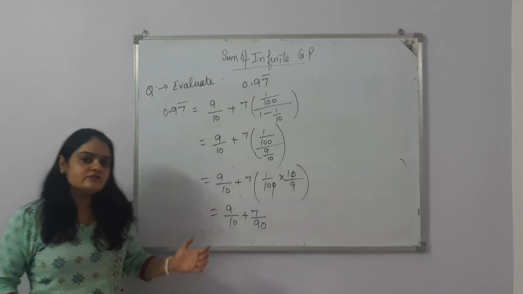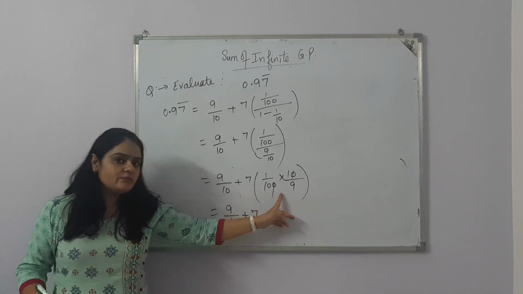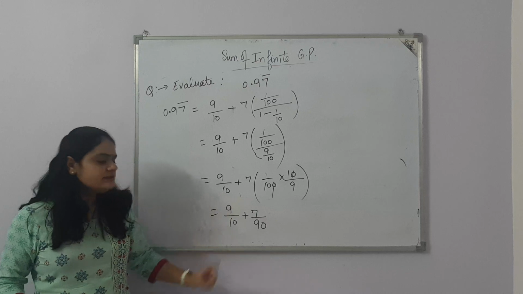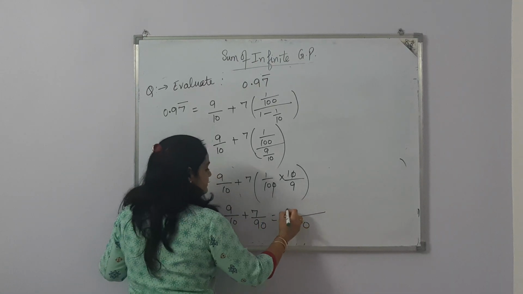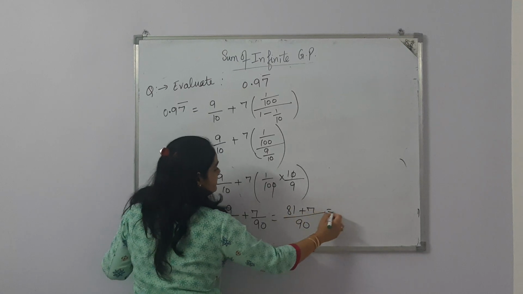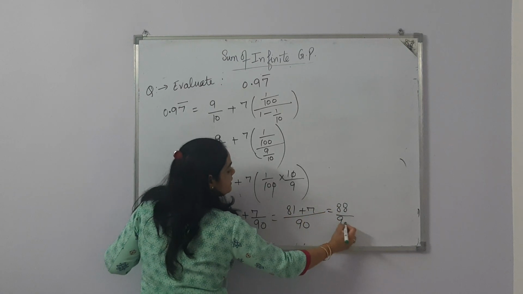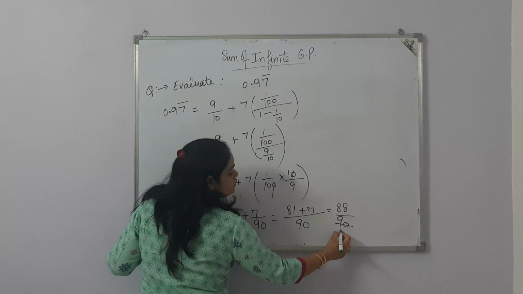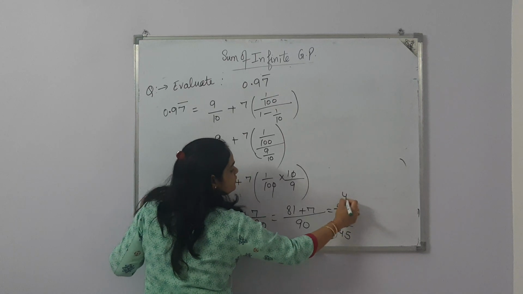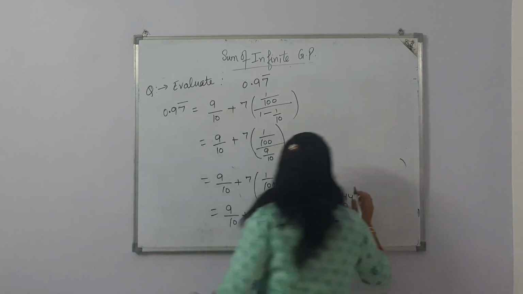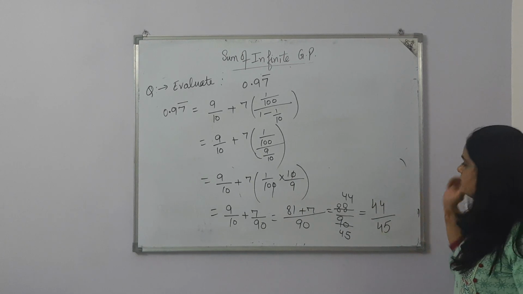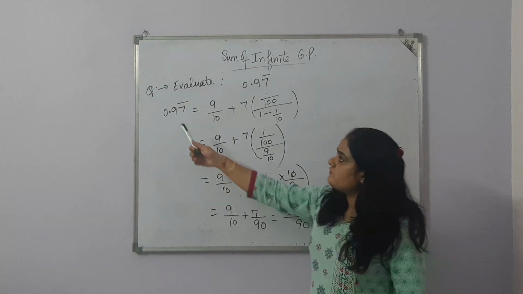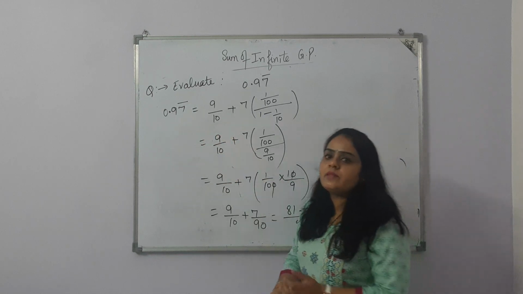Of course, BODMAS rule is applicable here. First of all, we will multiply, then we'll add with 9 by 10. Here we'll take LCM. 9 nines are 81 plus 7, which is 88 by 90. So 2 fours are 8, 2 fives are 10, 2 fours are 8, 2 fours are 8. So I will get 44 by 45. This is the value of 0.97 bar.